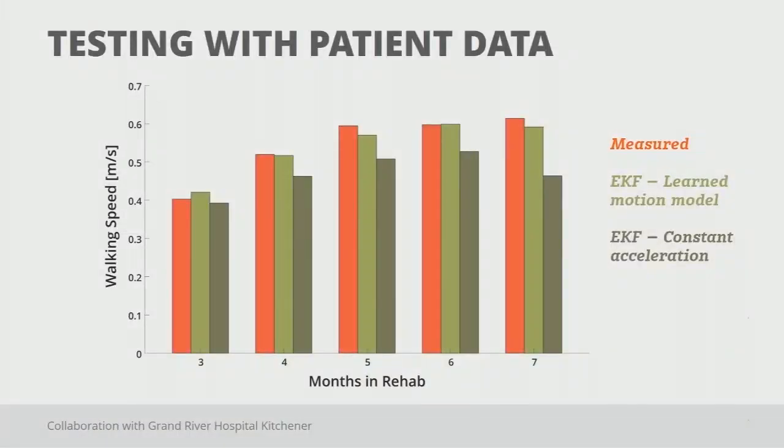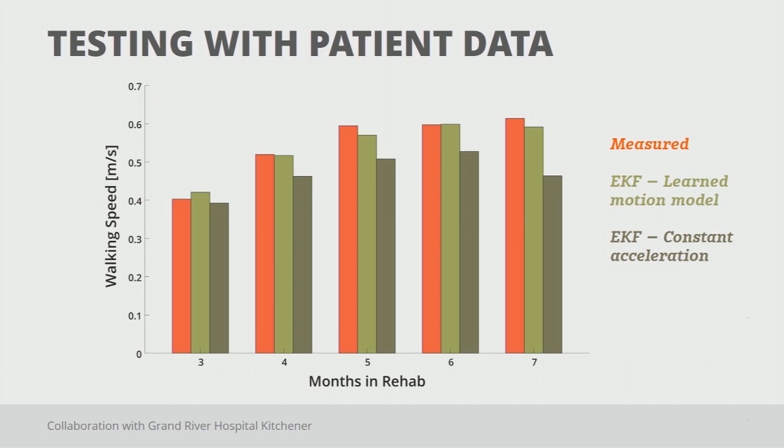So here I'm showing results of patient data, and this data was collected in collaboration with the Grand River Hospital Kitchener. And here what we did is we tracked stroke patients who were performing gait rehabilitation following their rehab. And we tracked them during the performance of 6-minute walk tests. So in 6-minute walk tests, the patient is asked to walk as far as they can for 6 minutes. So the measured data here, the orange, is the walking speed that's calculated from taking the total distance traveled and divided by the time of the test.